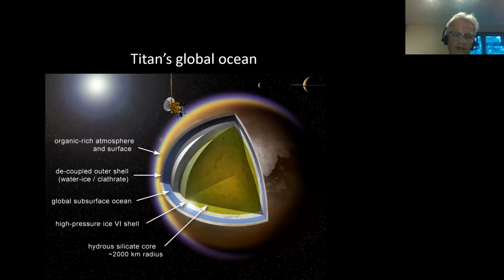So this is a model, and it is a model because an orbiter has no mechanism to directly see the internal structure.